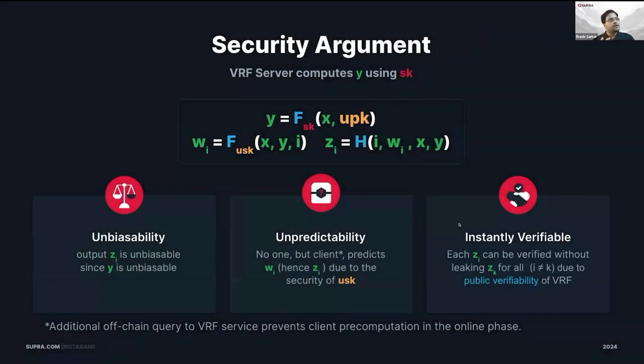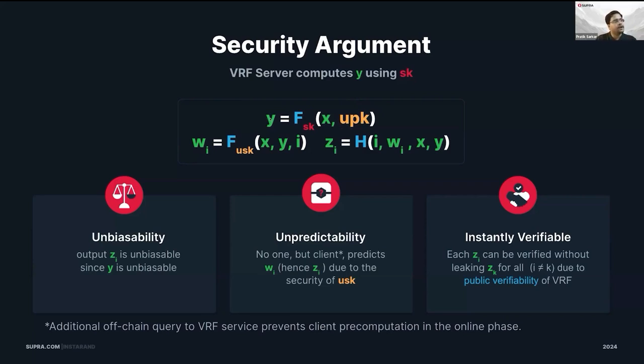So now let me argue formally what it means. The VRF server computes Y using SK. This is performed in the pre-computation phase. In the online phase, this Wi and Zi are computed by the user using USK. So now to argue unbiasability, this Zi is unbiasable since this output Y is unbiasable. If you inspect it, you can see that once the user queries the VRF service on X and UPK, everything becomes deterministic.